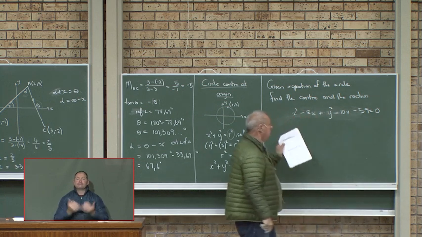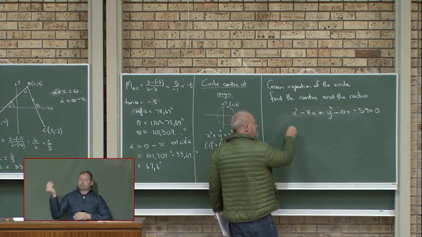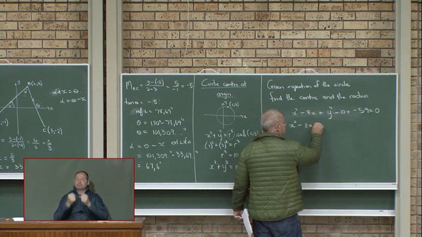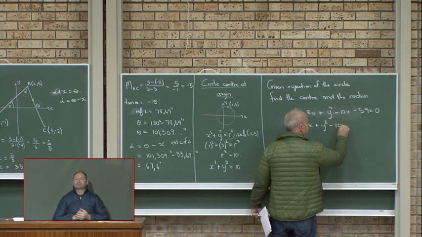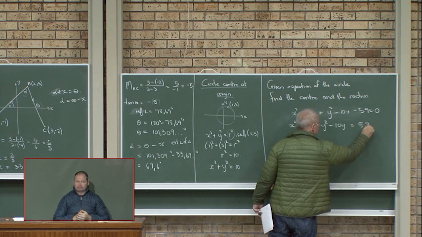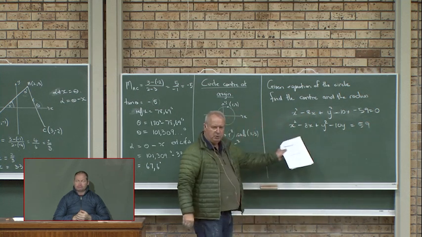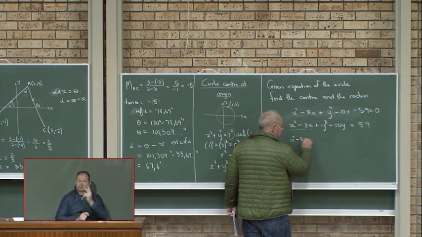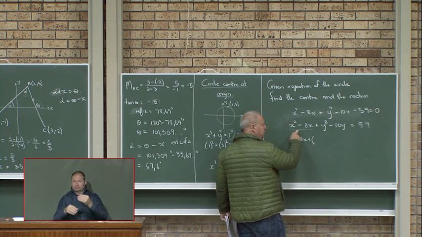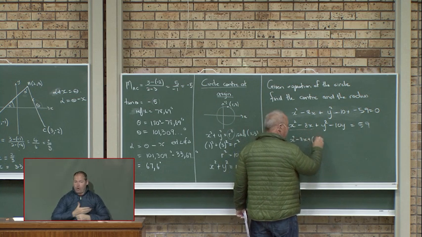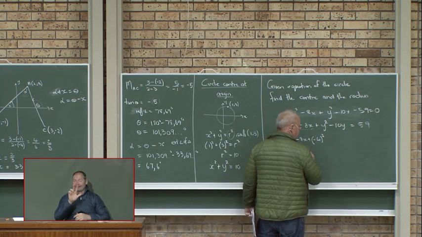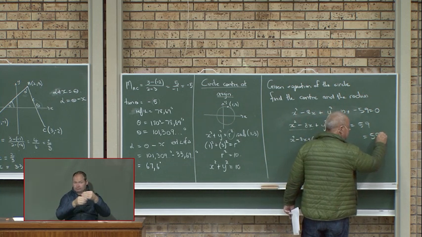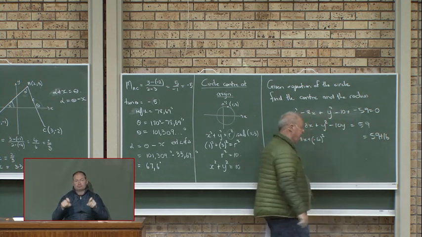Right, I need your attention on this one. So people, the first step is we take the constant across: x squared minus 8x plus y squared minus 10y is equal to 59. Now I'm going to complete the square. So I keep the first two terms, x squared minus 8x, and I add half the coefficient of x squared. Half of negative 8 is negative 4, squared. So if I add 16 to this side, then I must add 16 to the other side, correct?